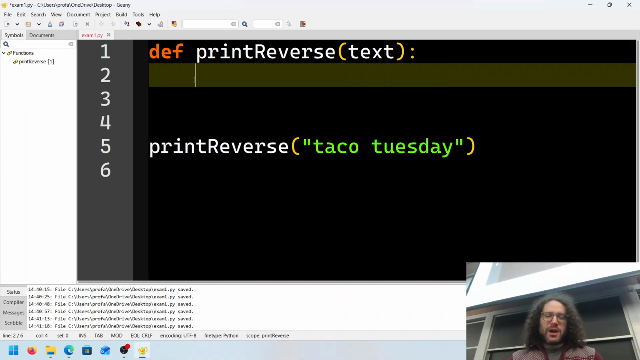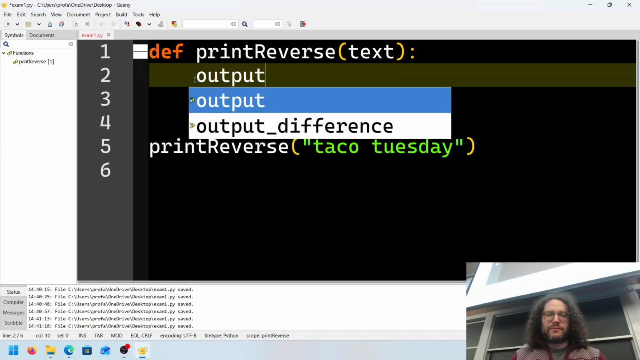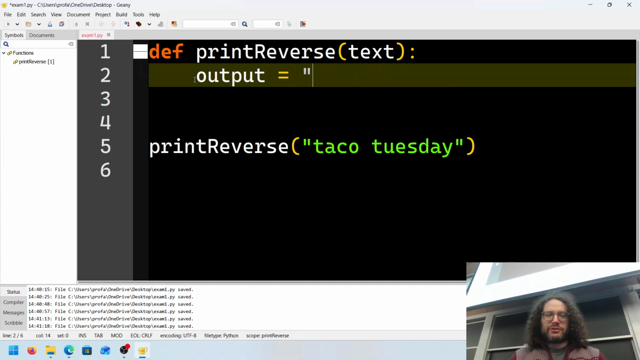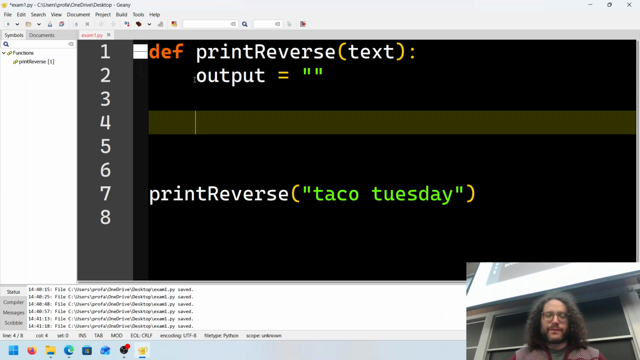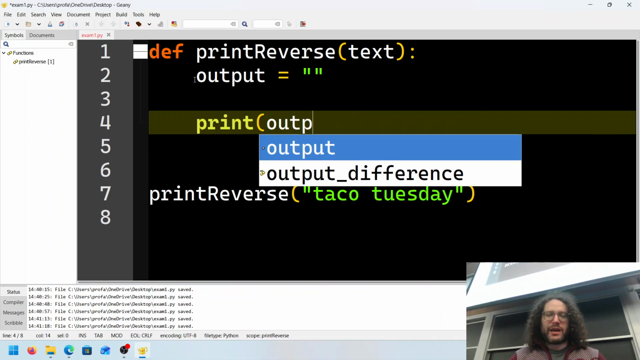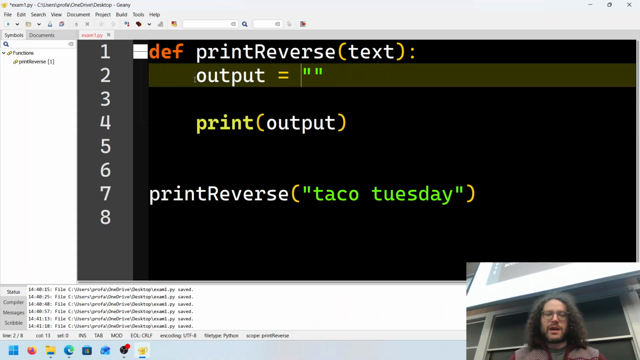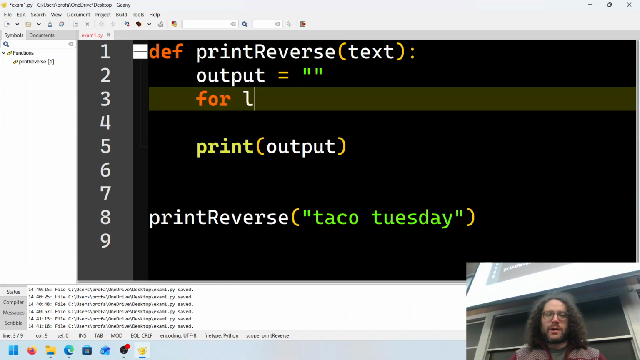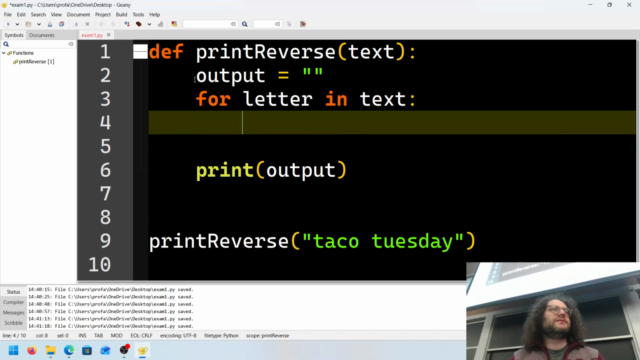But what if you forget how to do slices and stuff? Well, we've got a couple different ways. We can have our output equal to an empty string, and we use an accumulator. And we print our output when we're done with it. Okay, so for letter in text to iterate over this. That's one way to do that. And what we'll do is normally we would write something like this.